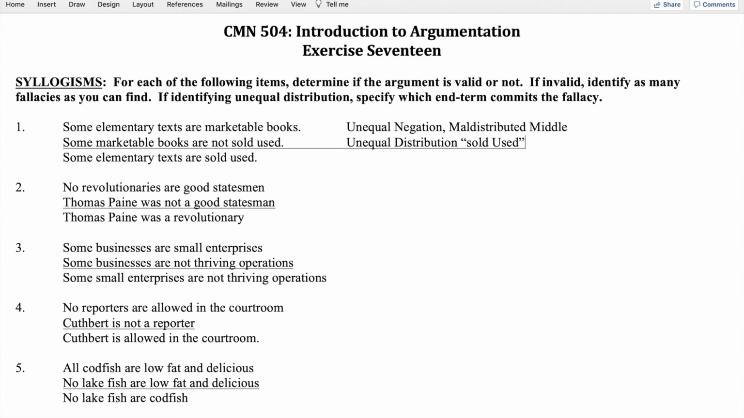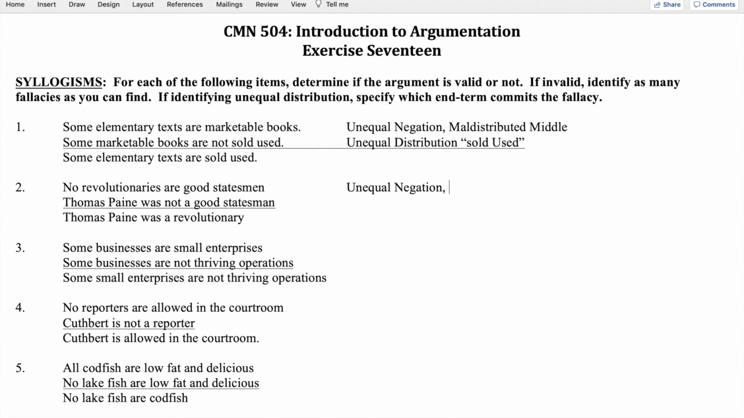You also have a universal negative first premise, and when we look at the distribution in those statements, of course, universal negative gives us 2 distributed terms. Both the subject term and the predicate term are distributed. That would be true in the first premise and also in the second premise. And in the conclusion, it's a universal affirmative, so the subject term would be distributed, but the predicate term would not be distributed. So because we have 2 negative premises, we know right away it is also unequal negation, because the number of negative premises cannot equal the number of negative conclusions.